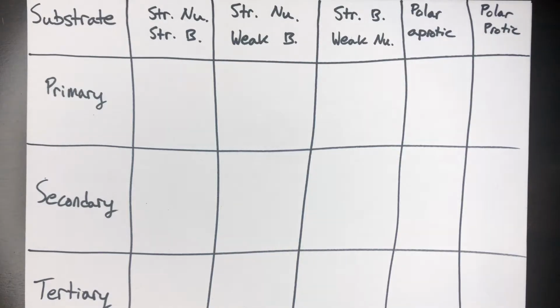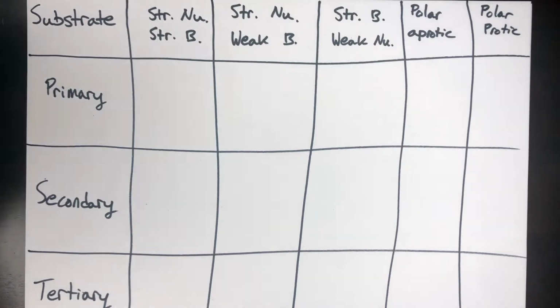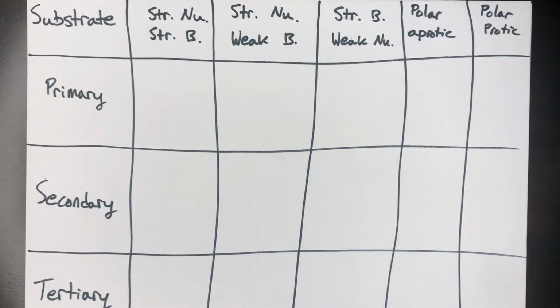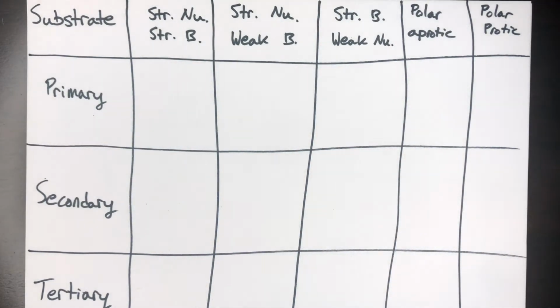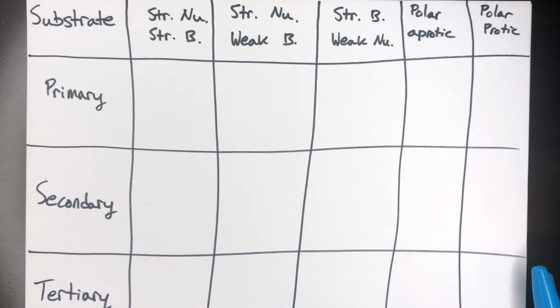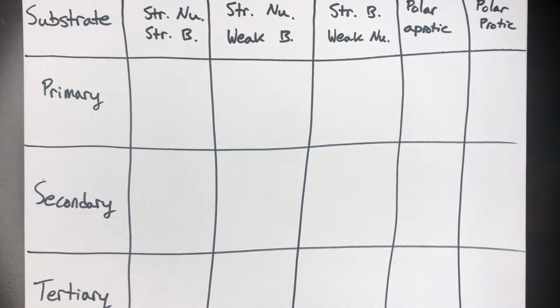Here we have a chart that summarizes the key factors in determining which pathway is most preferred, SN1, SN2, E1, or E2 specifically. So it's broken up into several different parts here. First of all, we'll talk about the substrate. Our substrate is either going to be primary, secondary, or tertiary. It could also be benzylic or allylic, and we will touch on those a little bit in our specific examples, but they still fall under these general pretenses of primary, secondary, or tertiary.